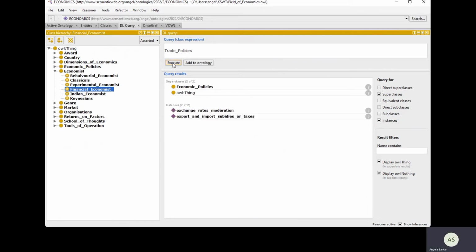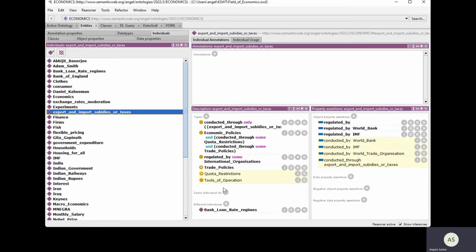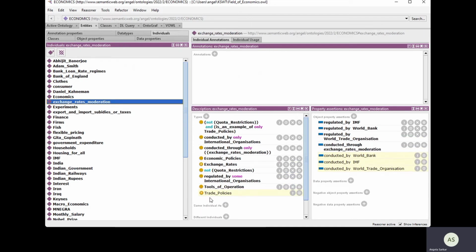I want to execute it. So these are the two types of trade policies: exchange rate moderation and export import subsidies or taxes. Now if I click over here in export import subsidies, I see that it's equivalent to quota restriction, and it is also equivalent to a trade policy, tools of operation, and other description has been given. Whereas for exchange rate moderation, we find out that it is equivalent to trade policy but not a quota restriction.